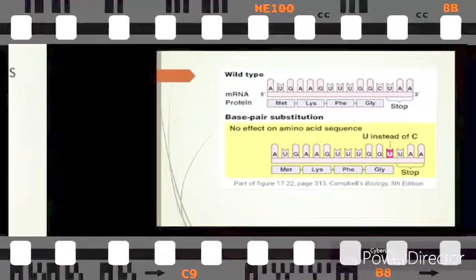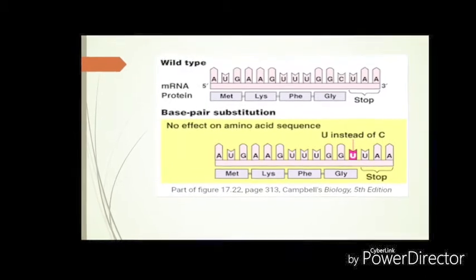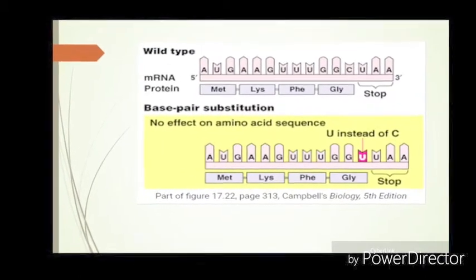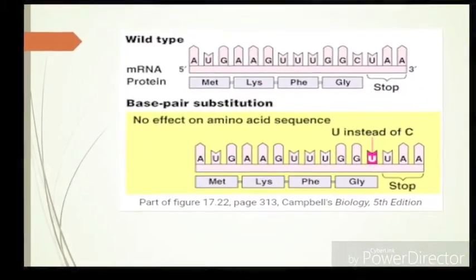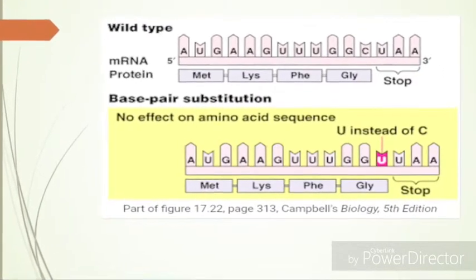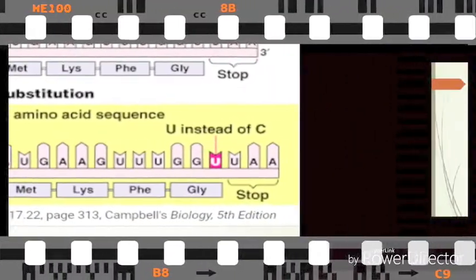In the following example, both GGC and GGU code for the amino acid glycine. Then, the mutation is silent because it causes no change in the final protein product.